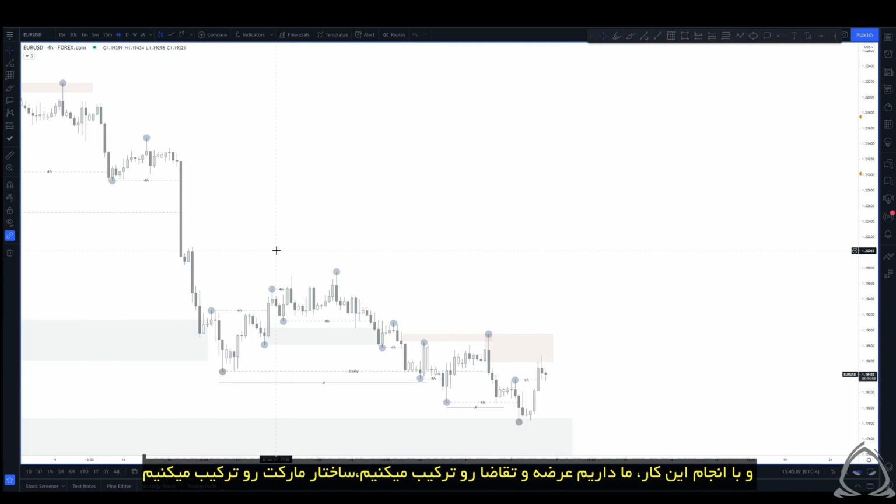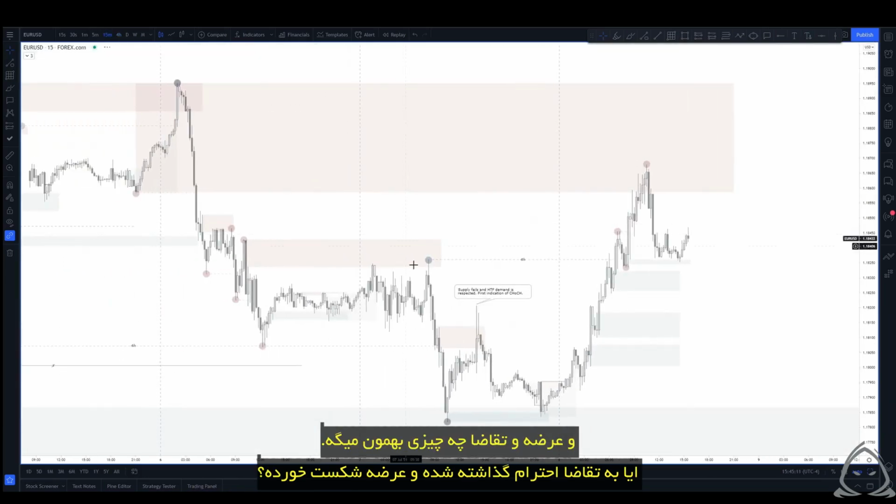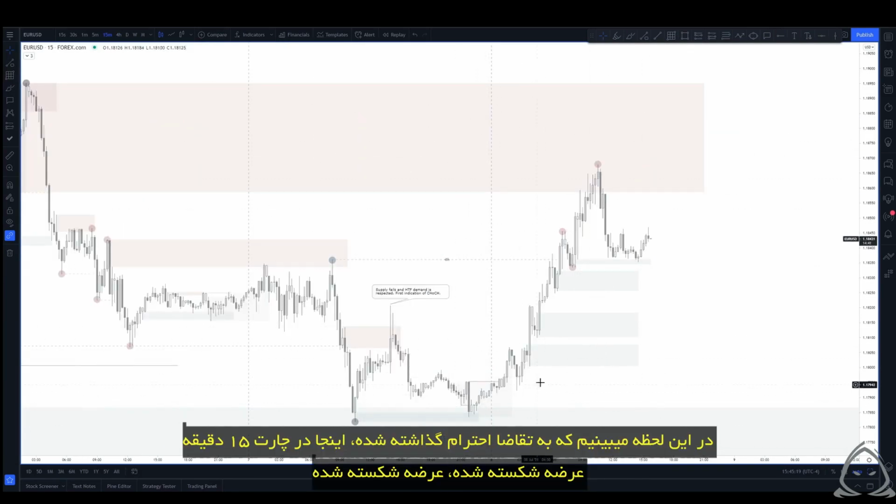And by doing that, we're combining supply and demand, we're combining market structure, we're trying to understand where price is showing us from a market structure perspective and what supply and demand is telling us. Is demand being respected and supply failing? At this point, we're seeing demand being respected here on the 15-minute chart, supply failing.